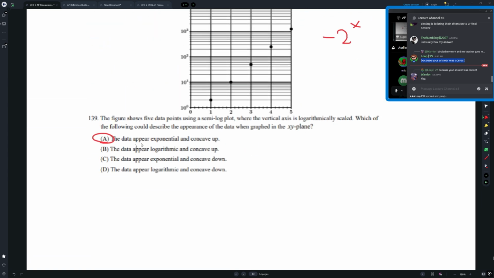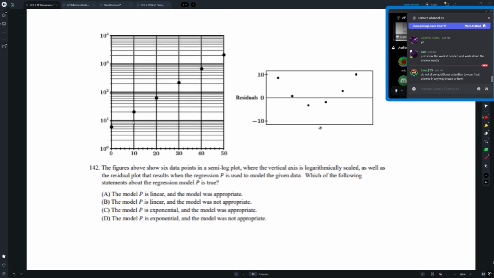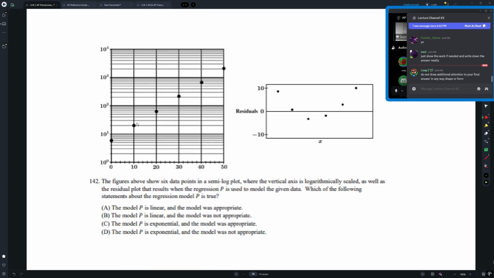Did everyone understand 139? Final question. 142. Is this model appropriate? And what type of model is it? Yep, the answer is D.